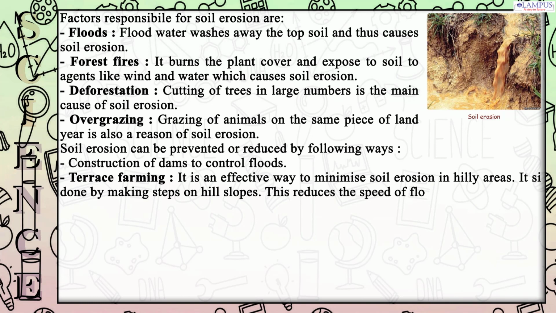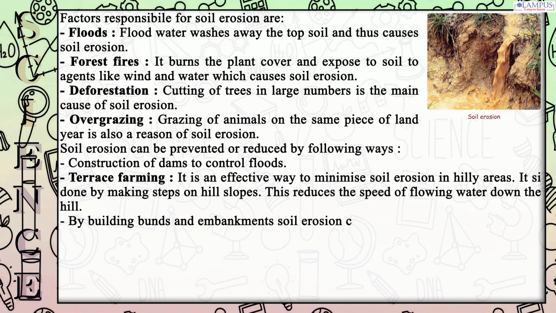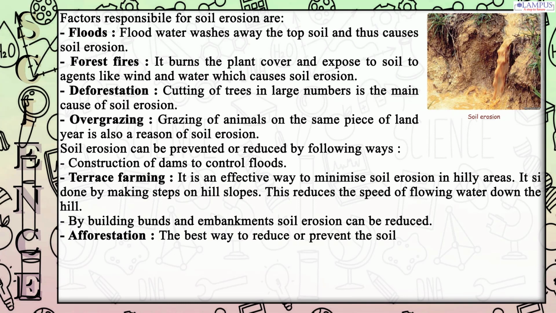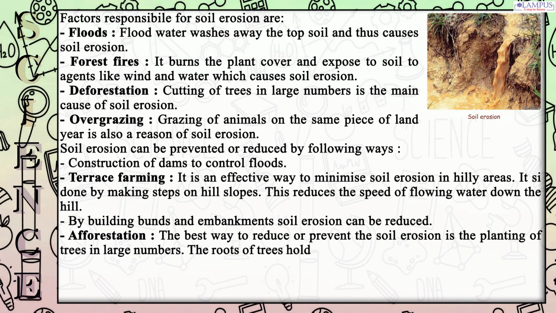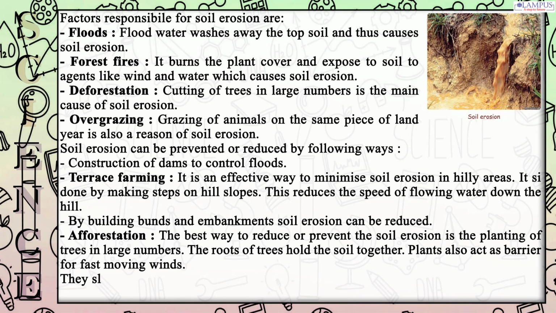This reduces the speed of flowing water down the hill. By building bunds and embankments, soil erosion can be reduced. Afforestation. The best way to reduce or prevent soil erosion is the planting of trees in large numbers. The roots of trees hold the soil together. Plants also act as a barrier for fast-moving winds. They slow down the speed of wind.